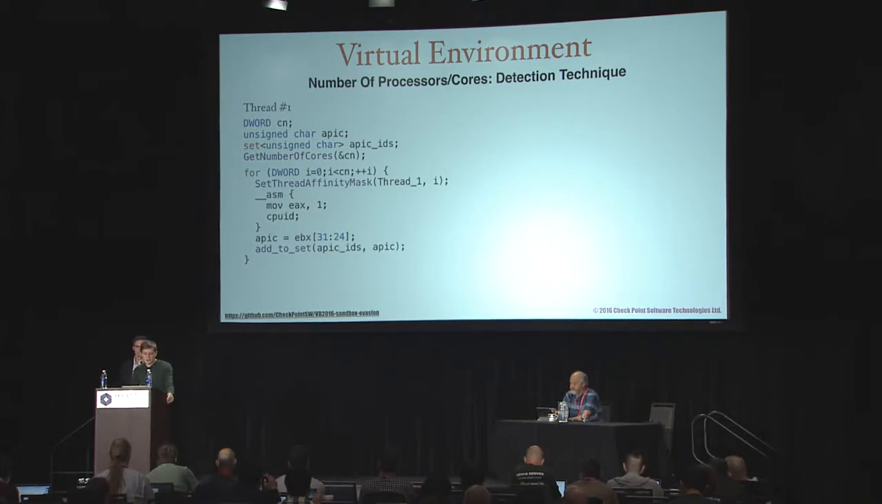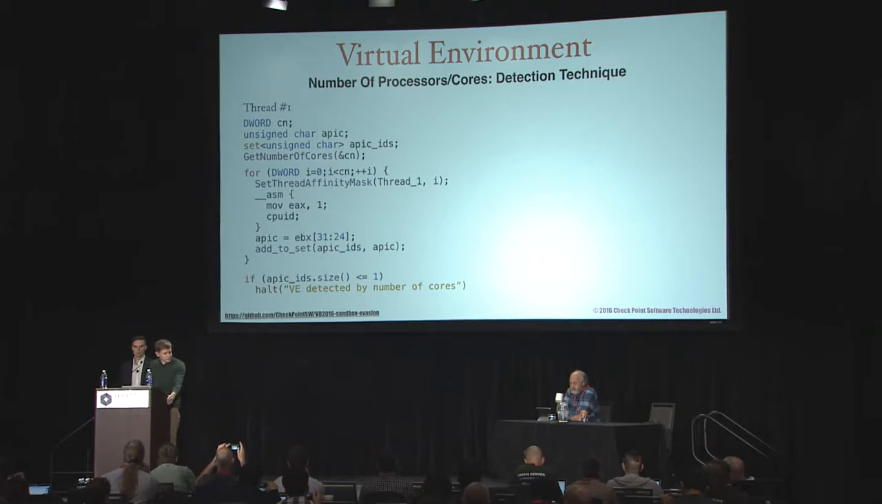Then we run the CPUID instruction, and as a result, we get an APIC ID for that specific logical core and put it in a unique set. We repeat this step for each core. Finally, if this unique set size is less than the number of detected cores, then we know that most likely we are dealing with a hooked function which tampers with the number of cores, resulting in virtual environment detection. By the way, there is no fix for that yet.